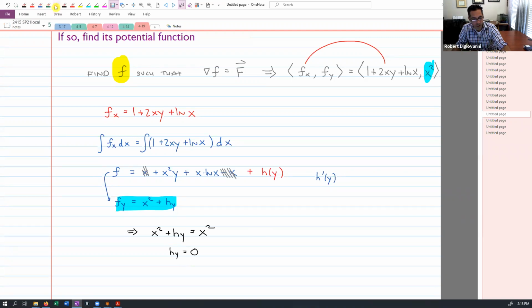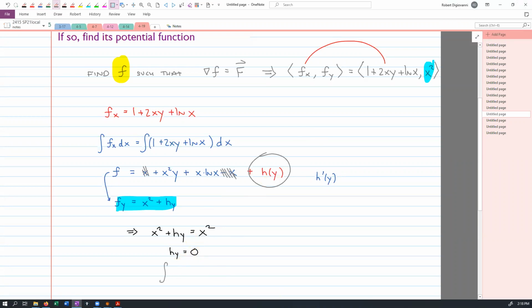So I want to know what this is, though. I want to know what h of y is. I don't want to know what the derivative of h with respect to y is. I know that's 0, but I need this. So what would h be? Or how could we get h, I should say? We would integrate 0 and then we would just have some constant of integration left over.